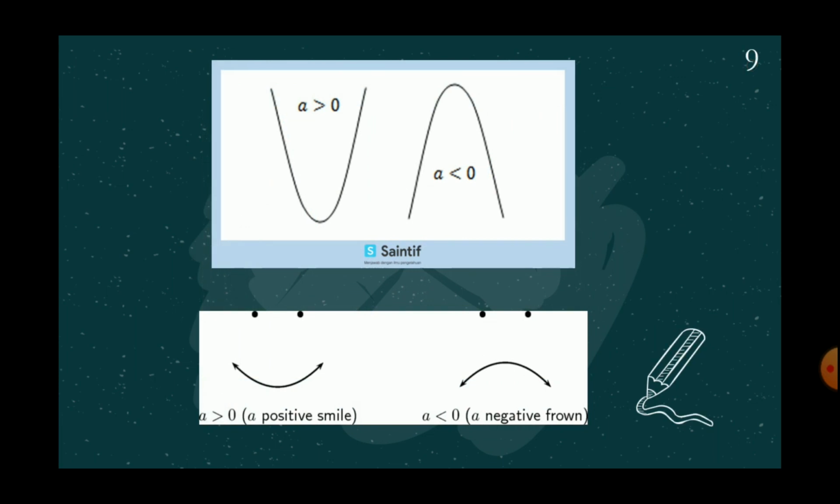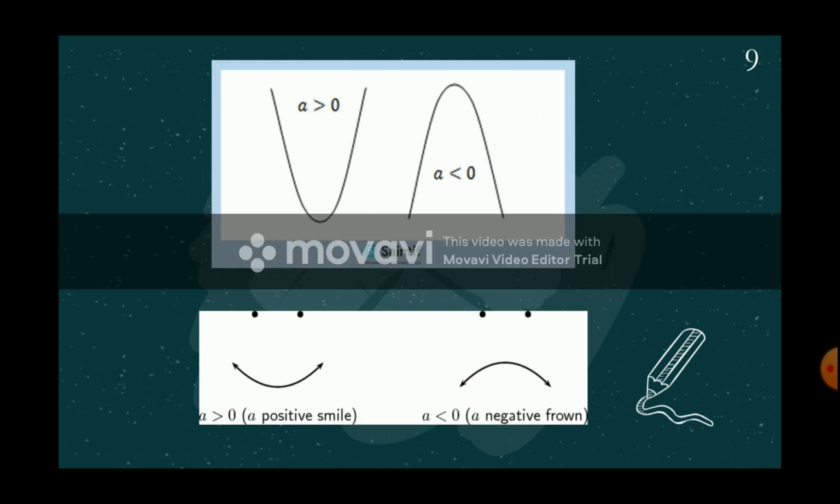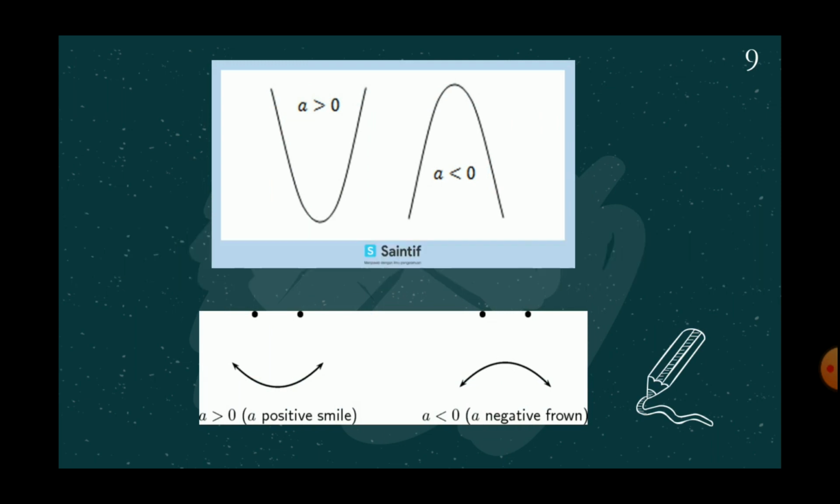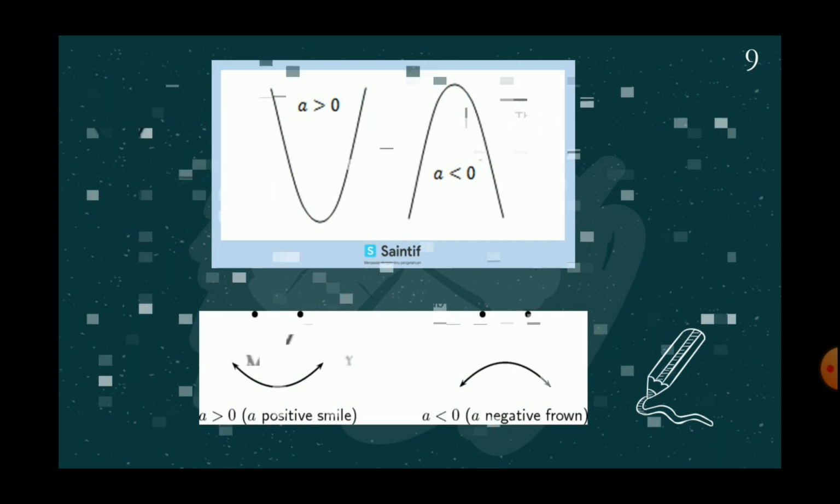The value of a determines whether the parabolic curve is concave or convex. If the value of a is greater than 0, then the parabolic curve will open up, or concave. Conversely, if a is less than 0, then the parabolic curve will open down, or convex.